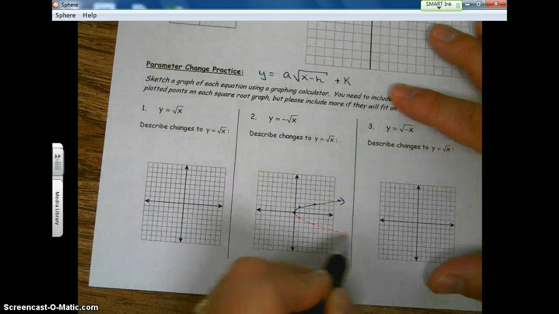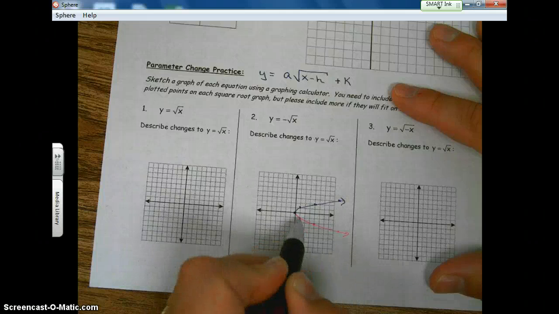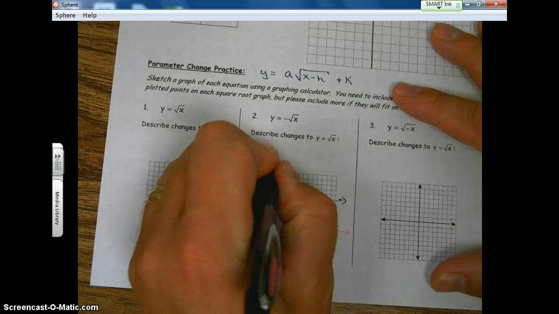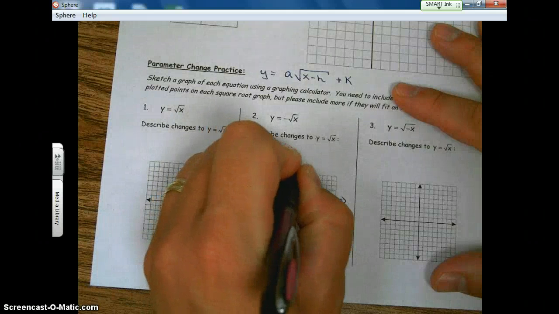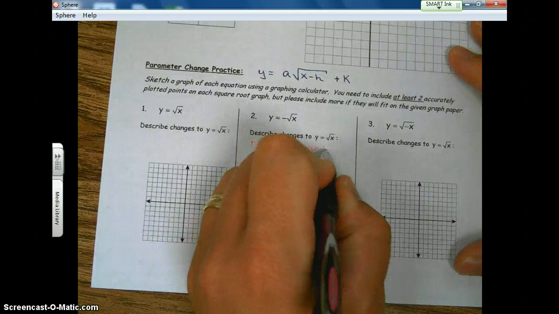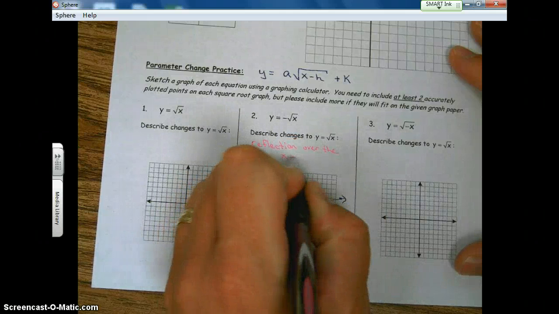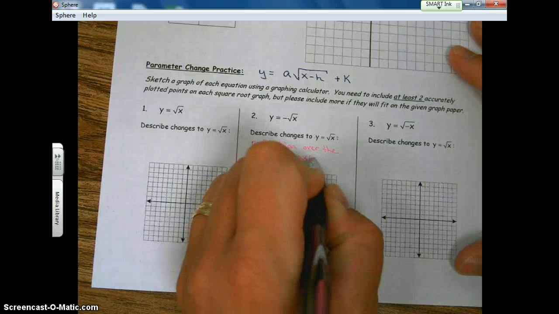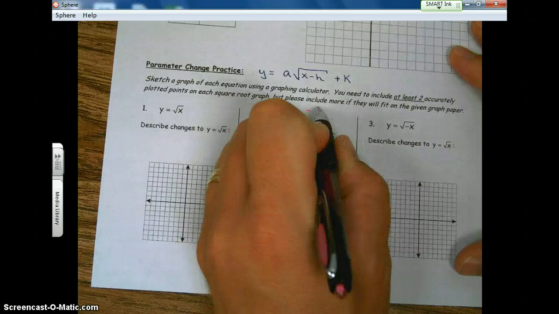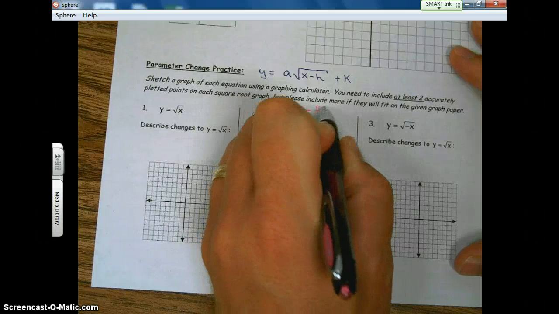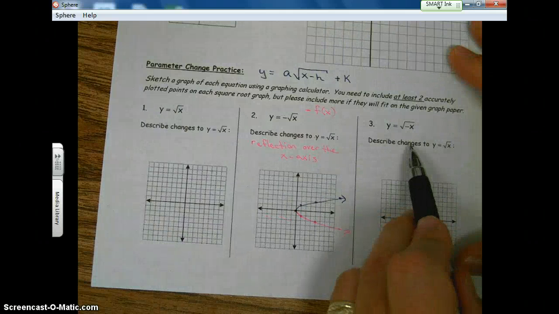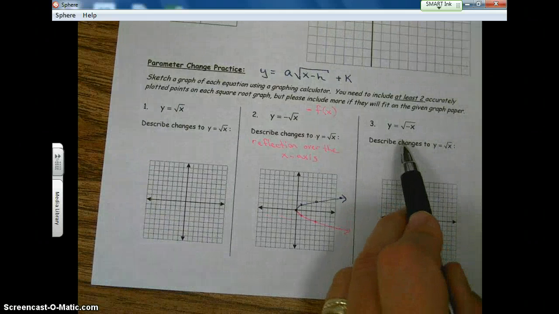Now these are affecting the y-coordinates. Notice the x's are staying the same. So we have a reflection over the x-axis. So this is very similar to, on moving the monster, taking a negative of the function. So negative of f of x. Okay, so try number 3.